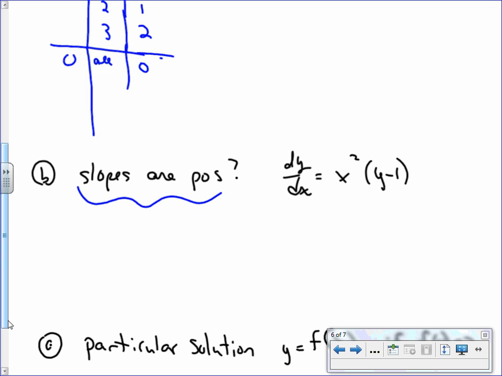And if I gave you this question, and there were no slope field on the page, and I had told you that this is the slope, how would you figure out whether the slope is positive?